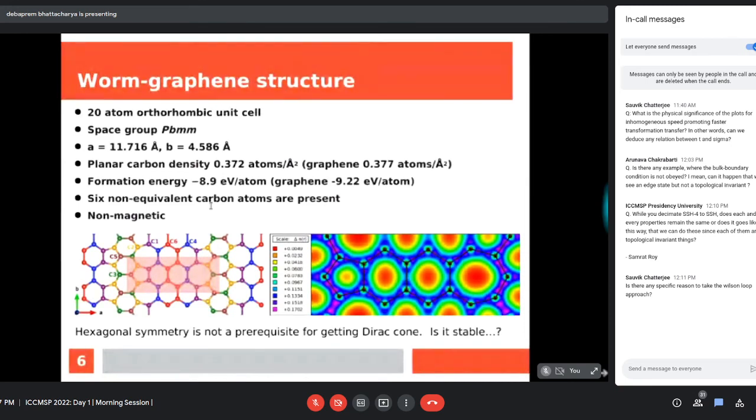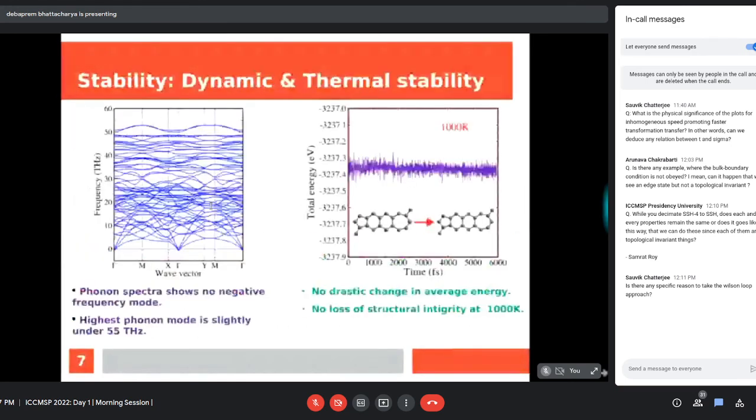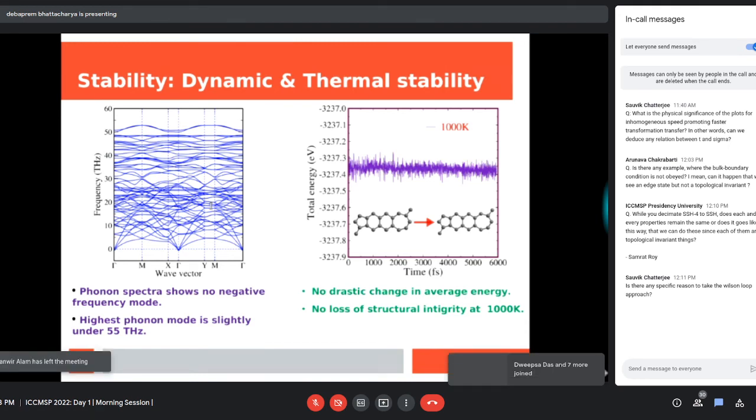Whether this structure is stable or not, that is the next question. To this end, we have performed phonon spectra to analyze its dynamic stability, and we have found no negative frequency mode in the phonon spectra, and the highest mode is under 55 terahertz, which ensures that the structure is dynamically stable.